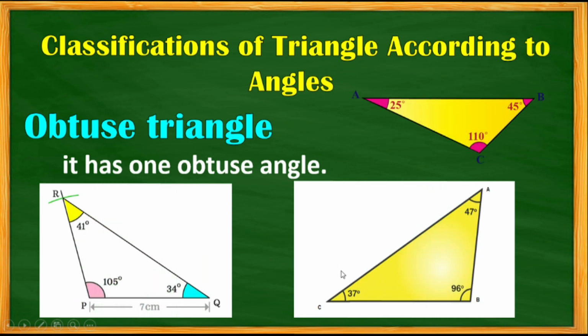So here are examples of an obtuse triangle. Like for this example, it has one obtuse angle. This would be an obtuse angle, right? So this would be an obtuse triangle. This one is an obtuse angle because 110 falls between 90 and 180 degrees. And also this one, as you can see, 37 is an acute, 47 is an acute, but we have one obtuse angle measuring 96 degrees. So this one is an obtuse triangle.